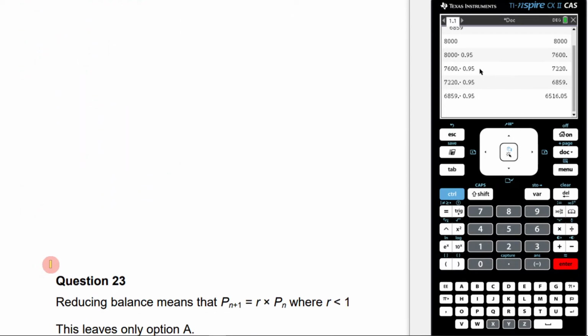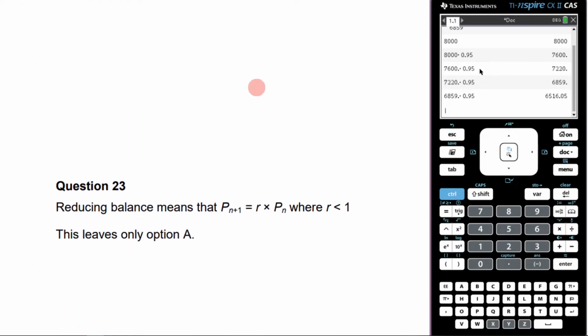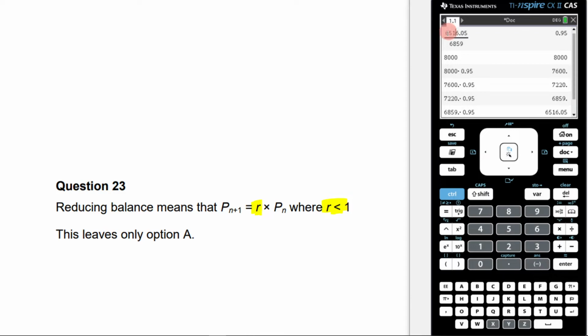If we look at our examiner's report now, it says the reducing balance method means that P of n is equal to R. So what R is here, which we found is 0.95, where R is less than 1. That's why I said back here, we wanted to make sure that we put the smaller number up the top and the bigger number down the bottom, because we wanted a number less than 1. This leaves only option A.